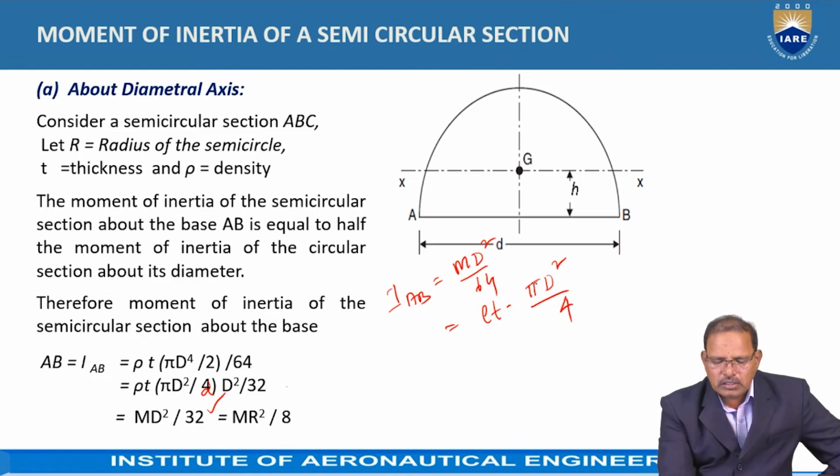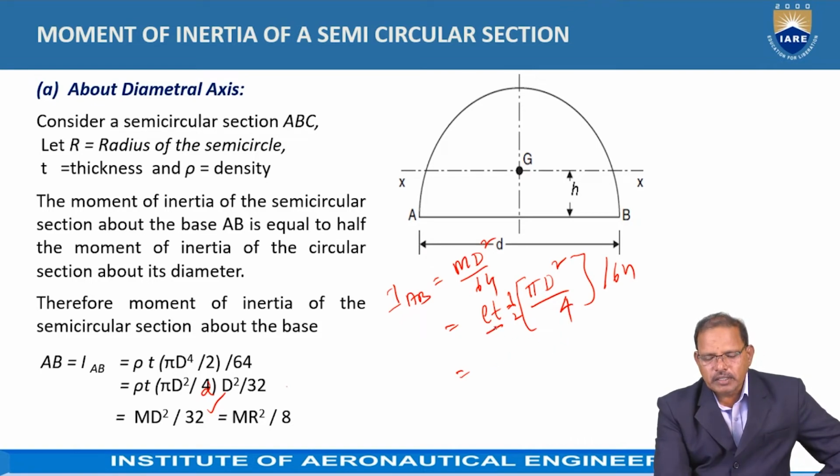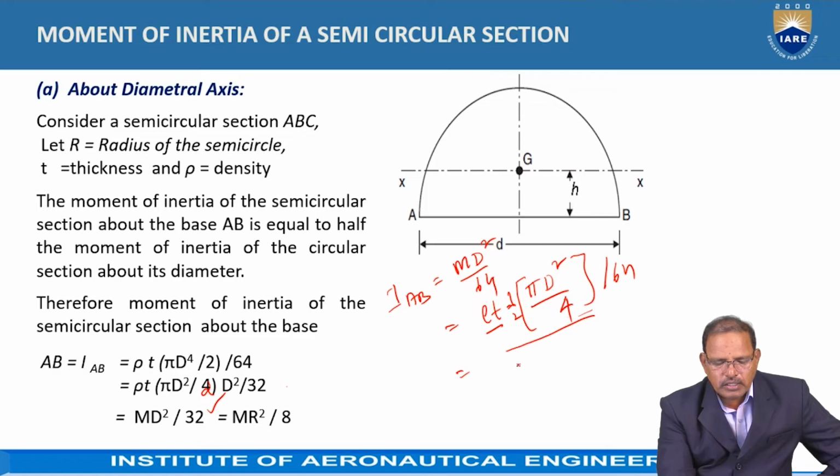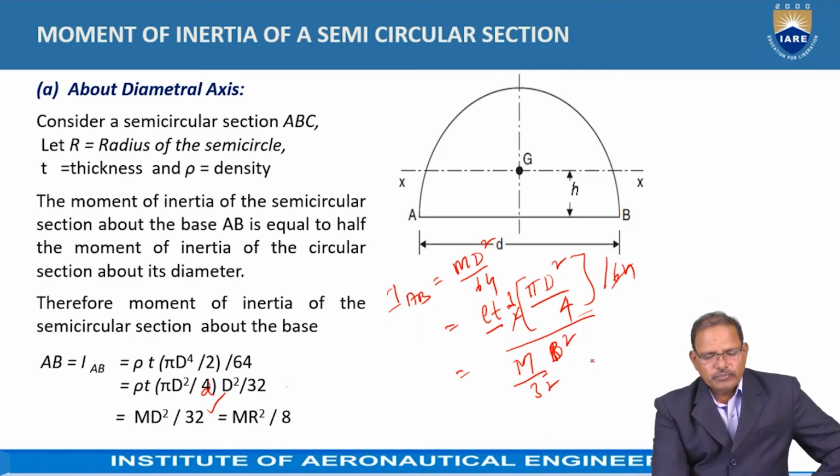Here we have to take a half circle, that is 1 by 2 into pi d square by 4, divided by 64. Now you can take rho T as representing: rho is the density and T is the thickness, multiplied by area, hence this is the mass. So we get M d square by 32. This is representing the mass moment of inertia of the semicircular section about the diameter AB.